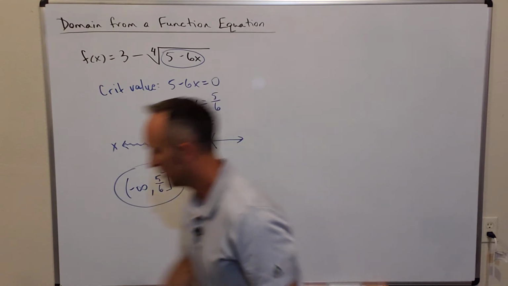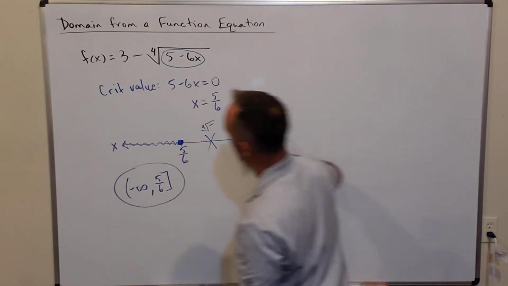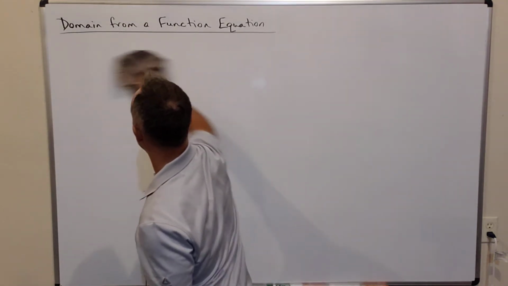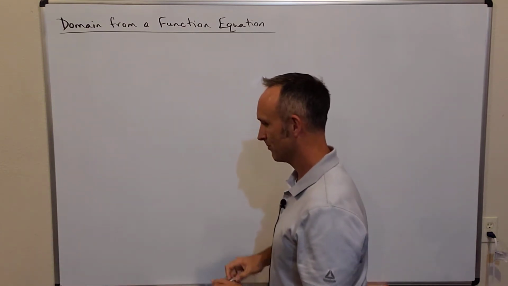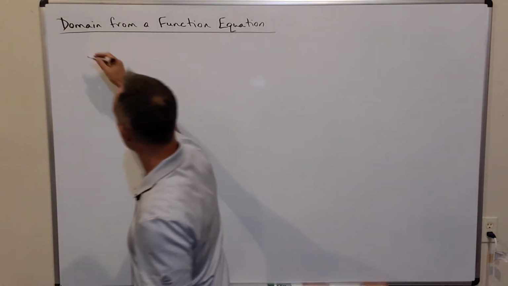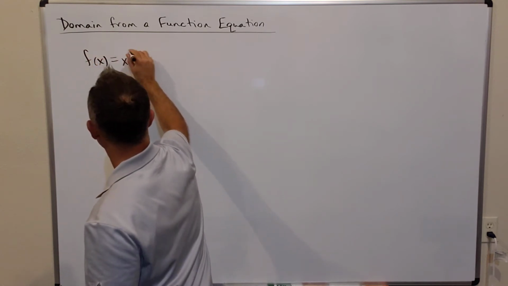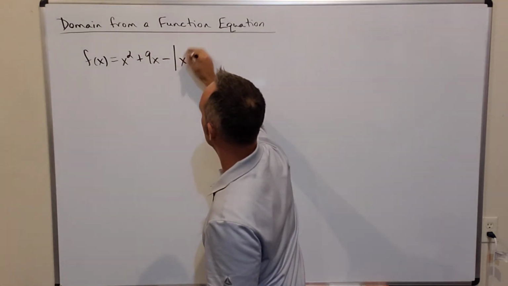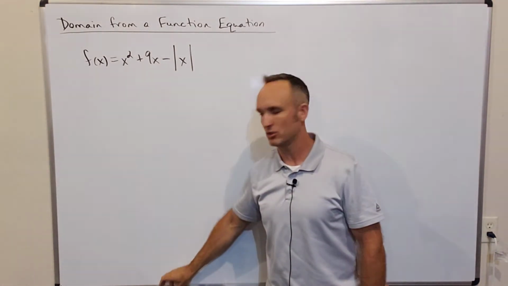Let's look at another example. So we've done a fraction, we've done an even root. Remember our two critical areas: denominators, even roots. Okay, next function. f of x equals x squared plus 9x minus the absolute value of x. It's kind of an unusual function. It looks kind of strange.